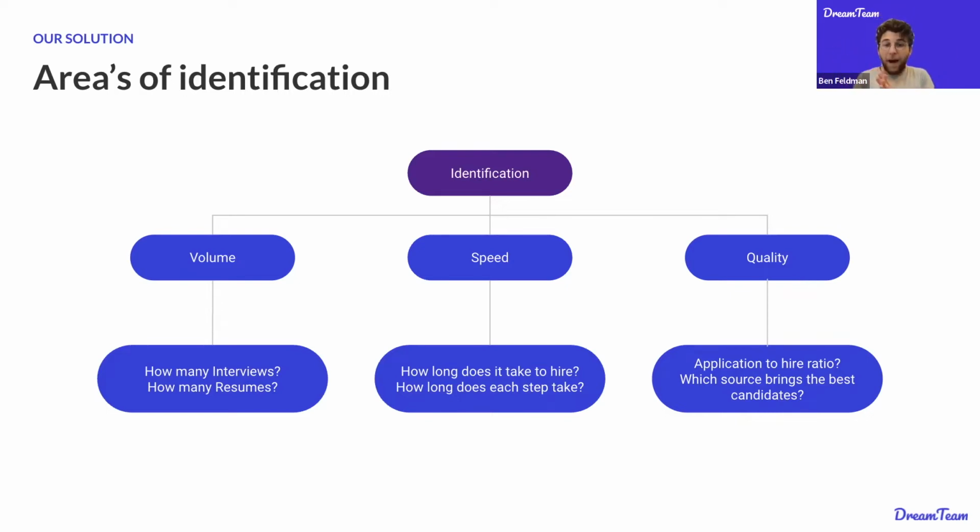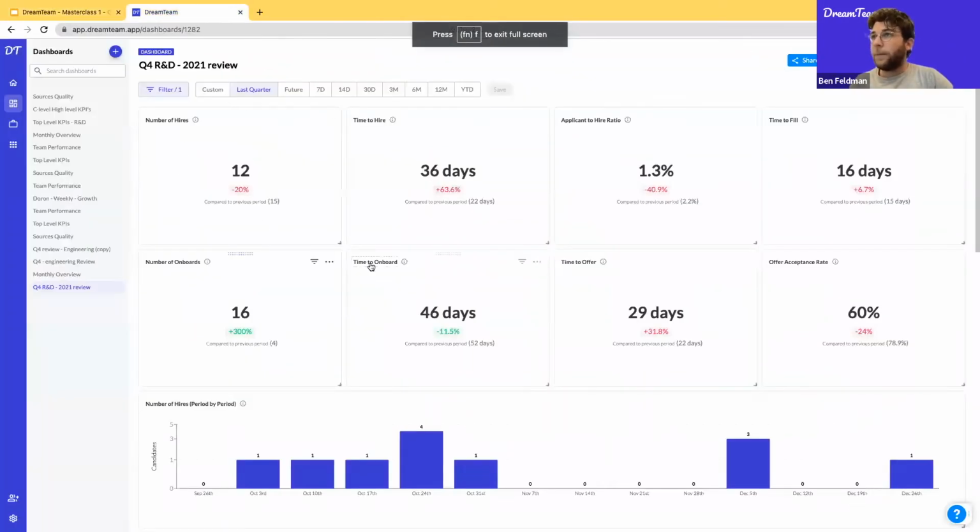So with that in mind, the fact that we're looking for these 3 things, we're going to start looking at our general overview and look for high-level trends. So we're looking for volume, we're looking for speed, and we're looking for quality. We're looking for high-level indicators for all of those, so we can see which one we need to dive further into. So back to Dream Team.